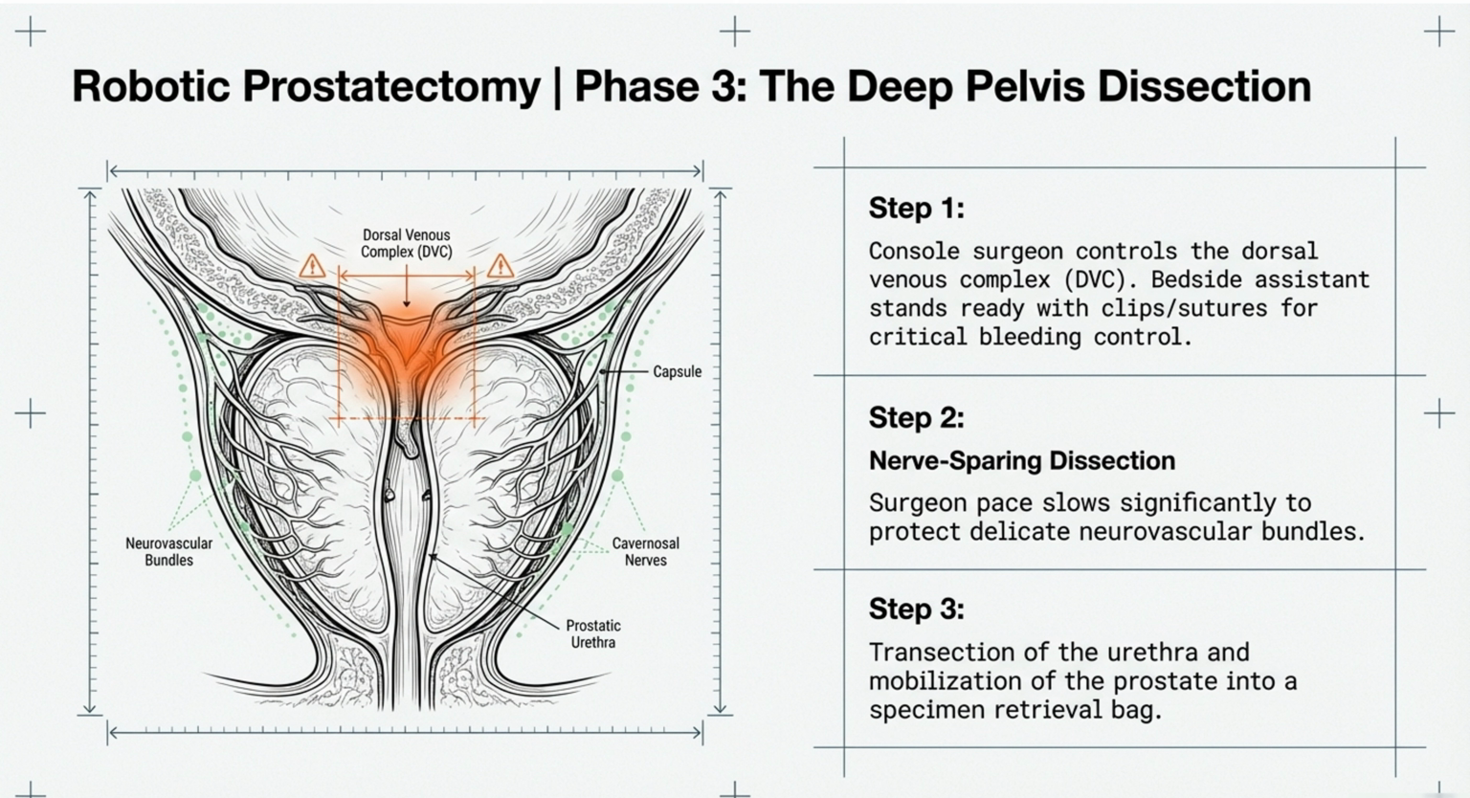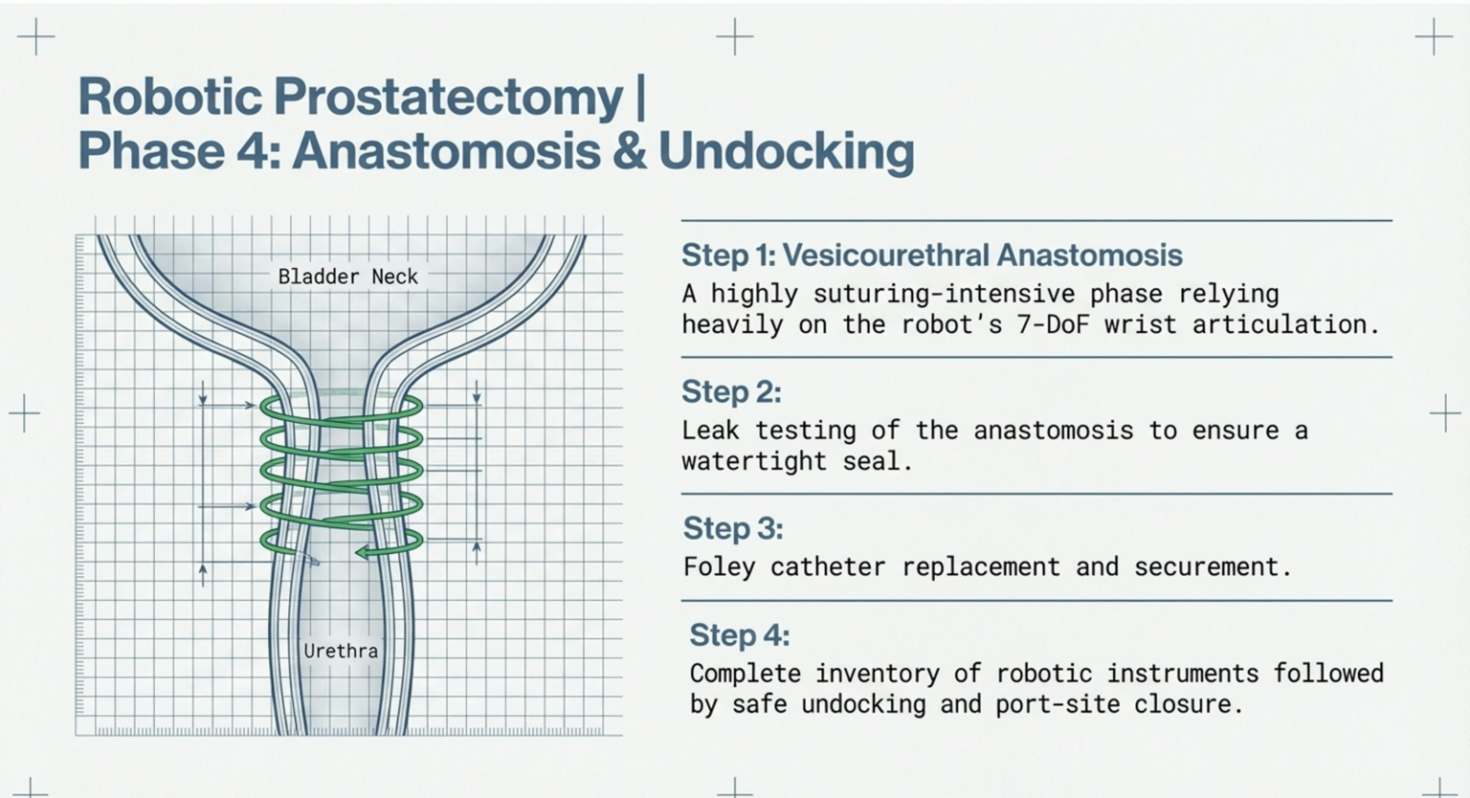The surgeon carefully controls the dorsal venous complex to prevent bleeding. Nerve sparing techniques are used to preserve function. The prostate is then mobilized and separated. This is one of the most technically demanding phases. You can see here the prostate around here, and then you have your urethra into the bladder.